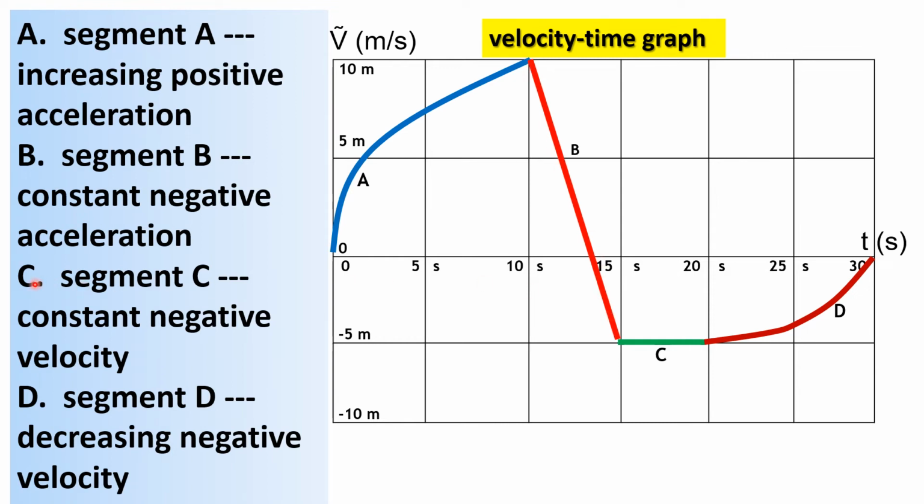And for option C, in segment C, does it mean that we have a constant negative velocity? Okay, segment C, constant negative velocity. And finally, option D says that segment D has decreasing negative velocity.